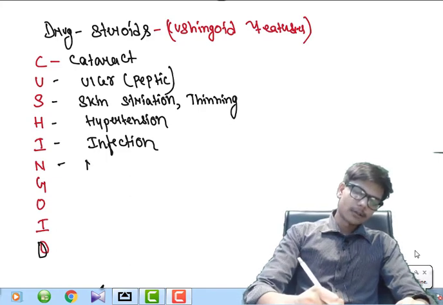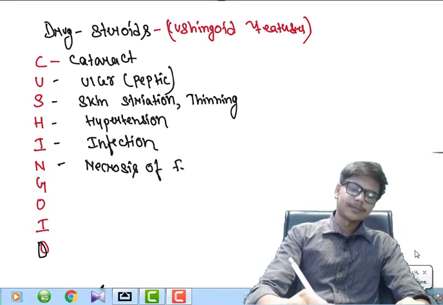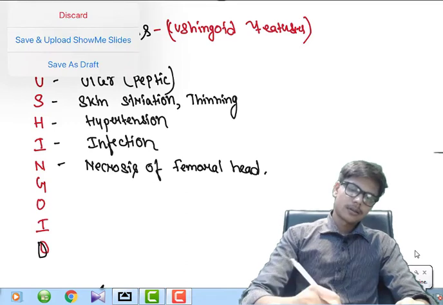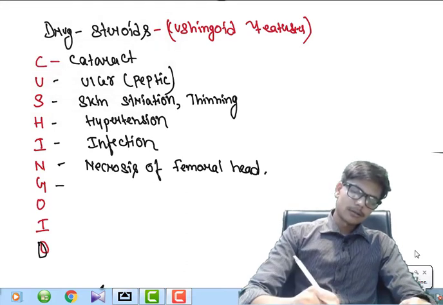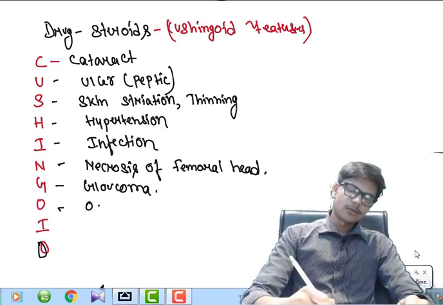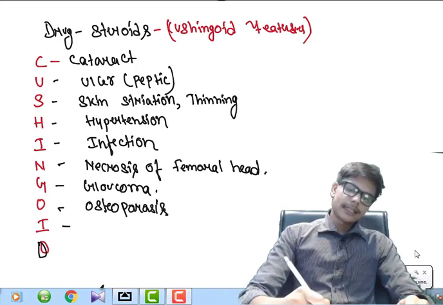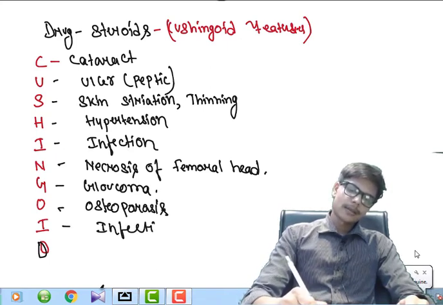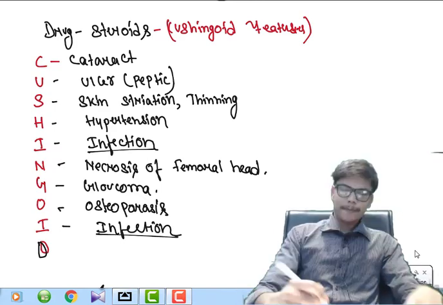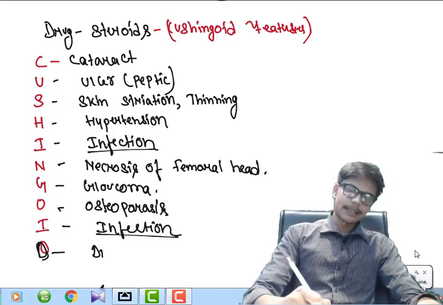It can lead to necrosis of the femoral head. Steroid use can lead to glaucoma and osteoporosis. Infection is more common in patient with steroid use, so we are writing it two times. It can also cause hyperglycemia, diabetes.